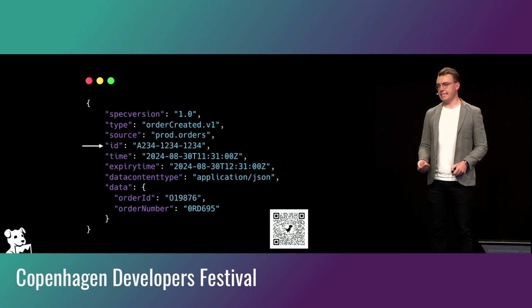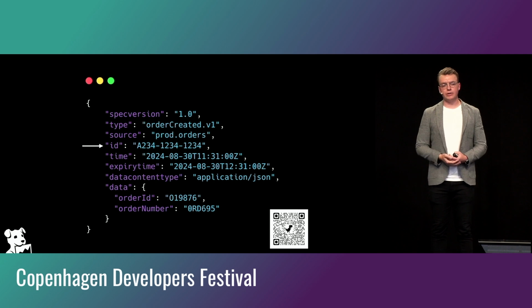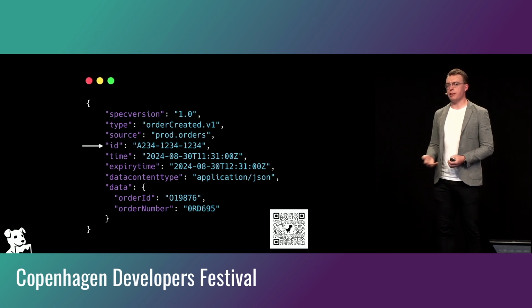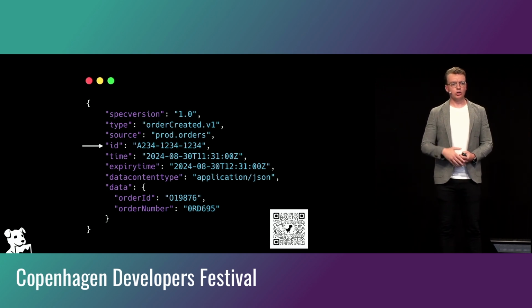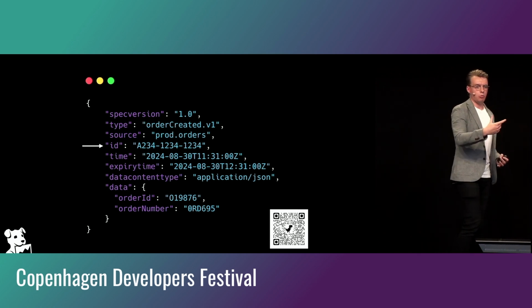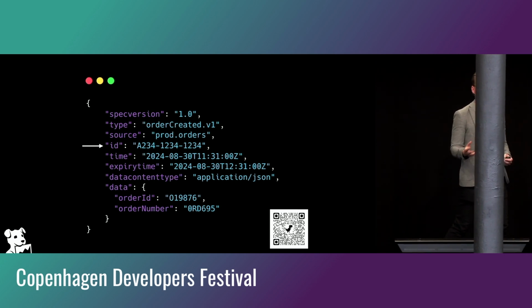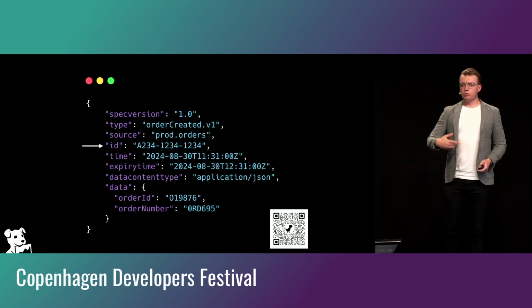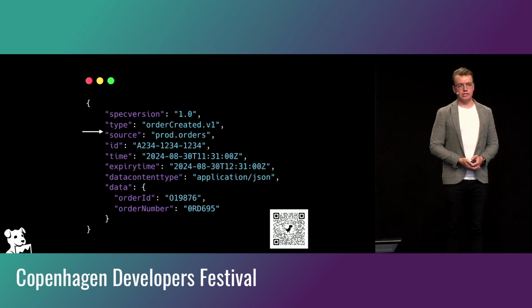And then you've got the ID. This ID is a uniquely generated identifier generated by the producer. And this allows your downstream consumers to implement things like idempotency. They can look at this event and say, I've seen event A1234789 before. I can just drop that now. I can ignore that.